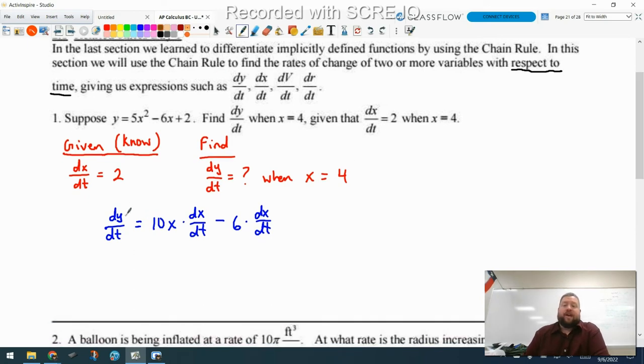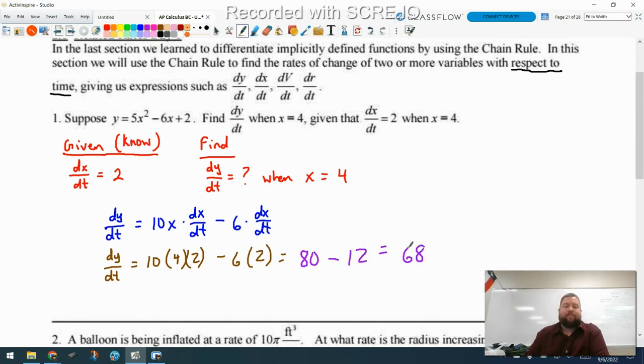You should be able to fill in everything you know, and that'll leave you with the one thing you want to find. We want to find dy over dt, so that's our unknown. I have a constant 10. I know x is equal to 4. I know dx over dt is equal to 2. Sure enough, we filled everything in. Now I just need to calculate it and we're done. That's 40 times 2 is 80, minus 12 is equal to 68.